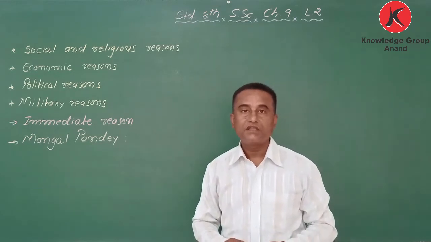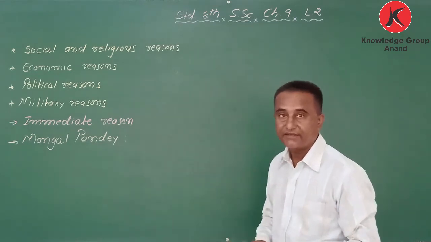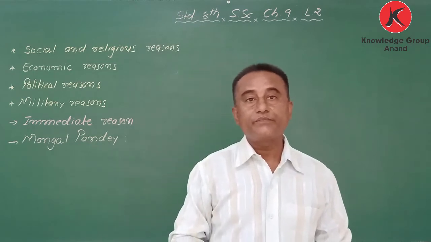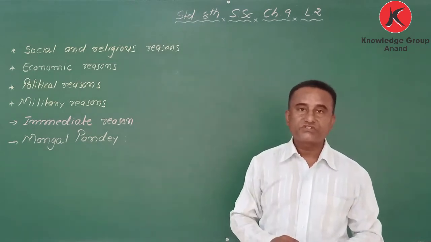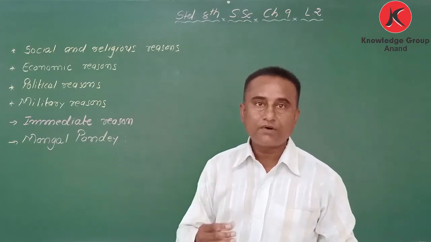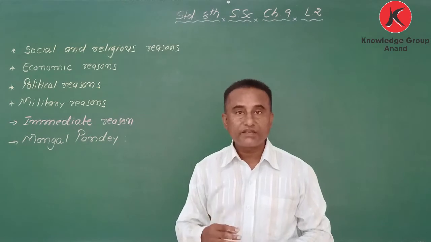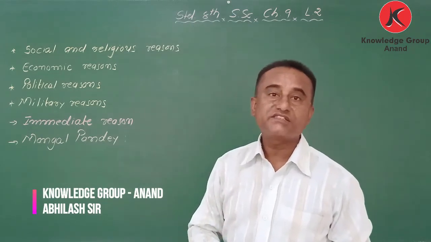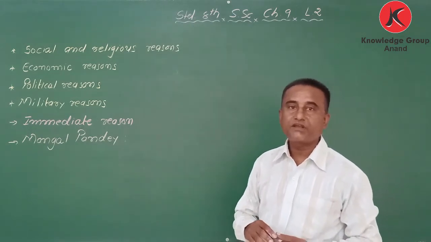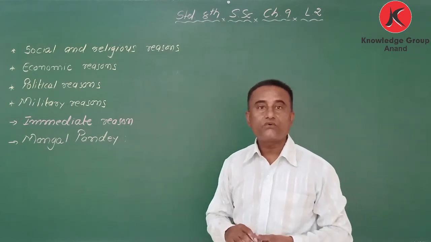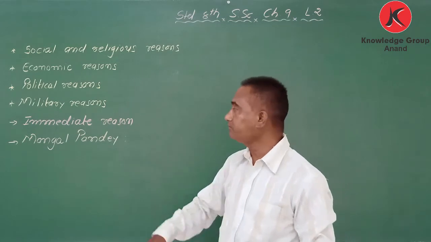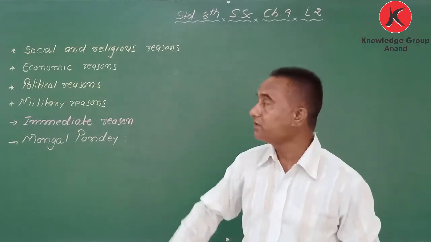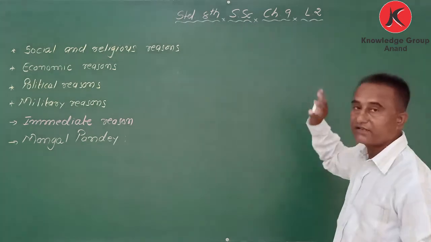In my last video, I gave an introduction to Chapter 9 of Standard 8 SS, the Freedom Movement of 1857. In the introduction, I explained why the people revolted against the Britishers. Today, in the second lecture of this chapter, I am going to explain the reasons and factors responsible for the revolt of 1857, the immediate reason, as well as some information regarding Mangal Pandey. Standard 8 SS, Chapter 9, Lecture 2.